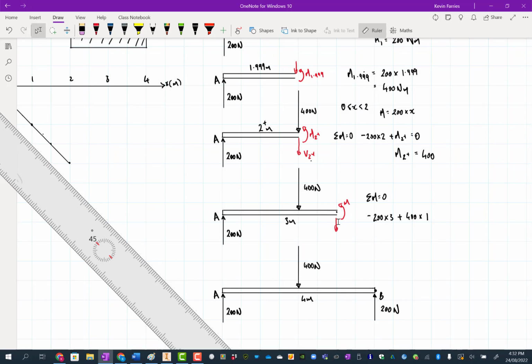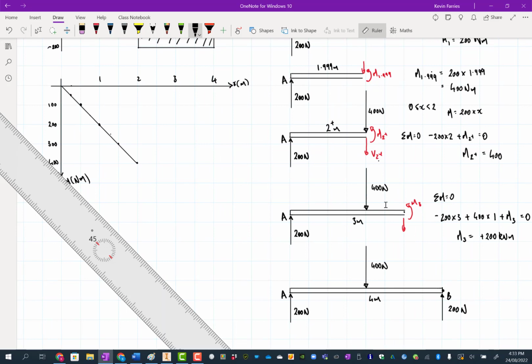plus 400 times 1 meter, and then the next thing we've got, we're doing moments about this point, so that shear force does nothing, so therefore we're going to get plus M3 at 3 meters, it's going to be equal to 0. Therefore, M3 is equal to, so we're going to get 400 minus 600. It's going to give us minus 200. We're going to take it to the other side. It's going to end up being plus 200 kilonewton meters. Remember, positive is downwards, so it's going to be here.